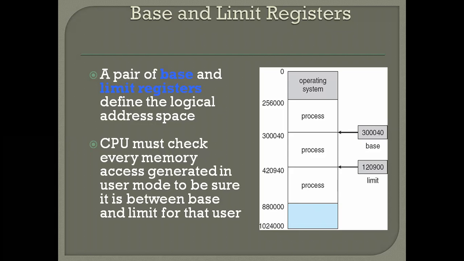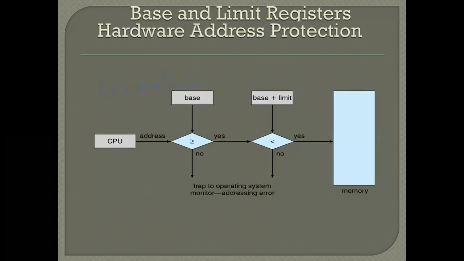Here, as we can see, the two basic terms being highlighted are the base and limit registers. The base register holds the smallest physical address where the process has been allocated, and the limit register tells the range that the process requires for allocation. So the CPU must check every memory access generated in user mode to be sure it is between base and limit for that user.